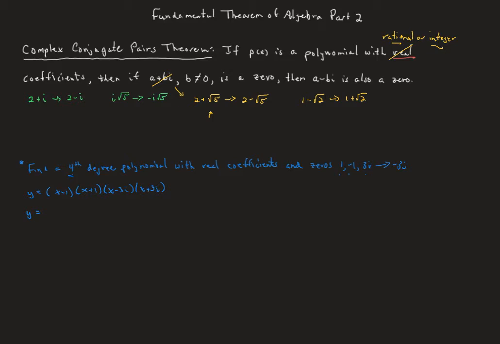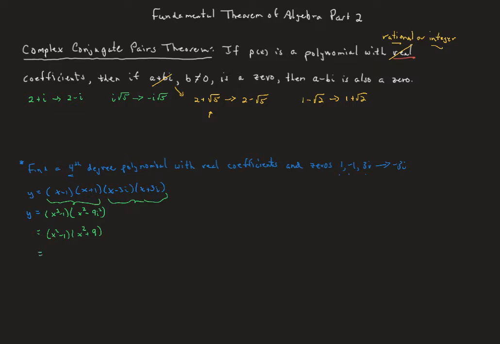It doesn't matter the order we do it in, but I think it's going to be a little bit easier if we group these together, because we got a couple of nice difference of two squares here. So if we multiply the first two out, x minus 1, x plus 1, we're going to get the difference of two squares, x squared minus 1. If we multiply x minus 3i times x plus 3i, we're going to get x squared minus 9i squared, which is going to become, because i squared is negative 1, x squared plus 9.